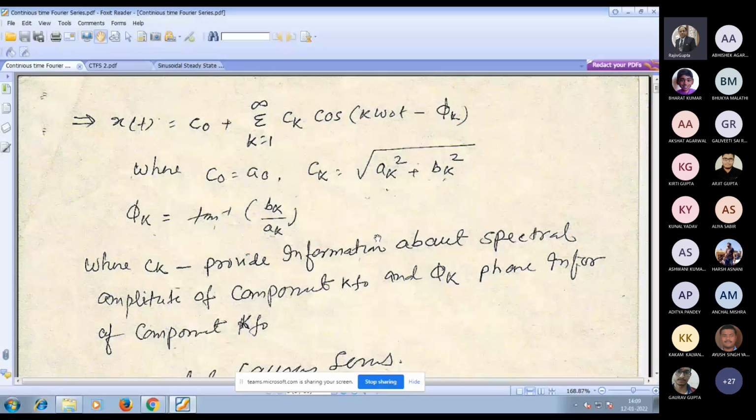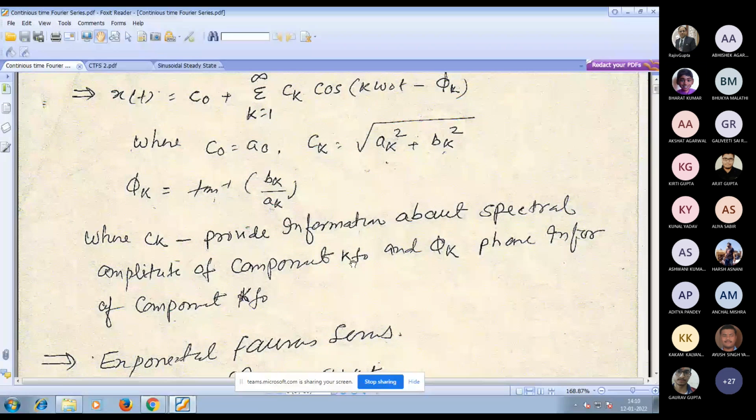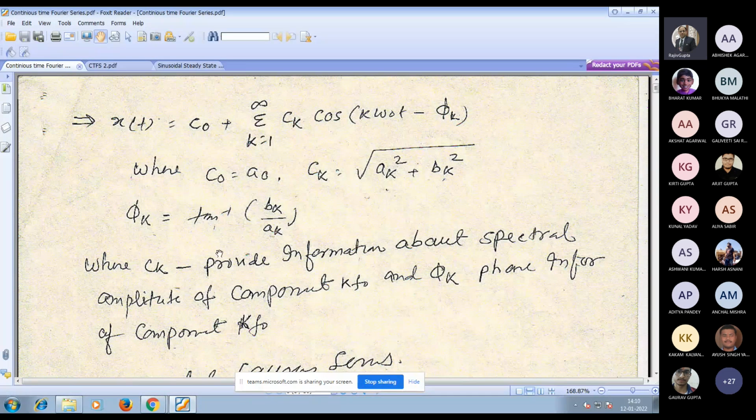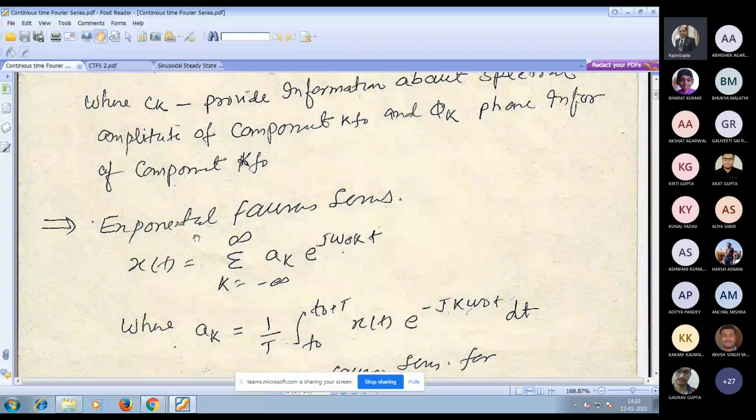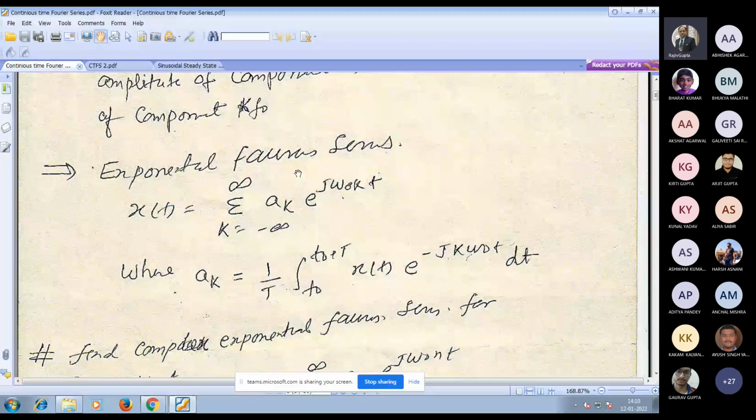where c_k provides information about the spectral amplitudes of the component at k f naught and phi_k is the phase associated with this component. So c naught here is known as the DC component. Now this equation I already told is the exponential Fourier series.